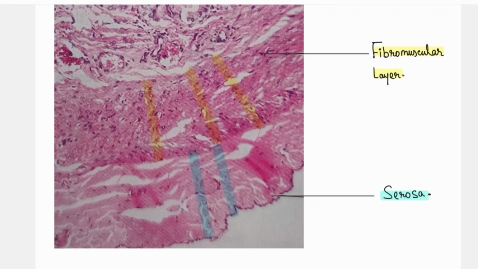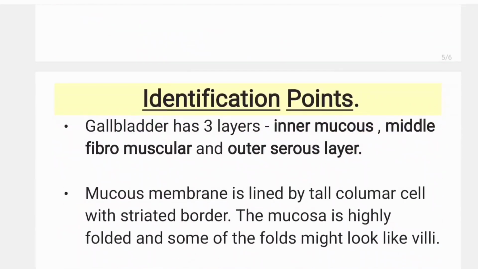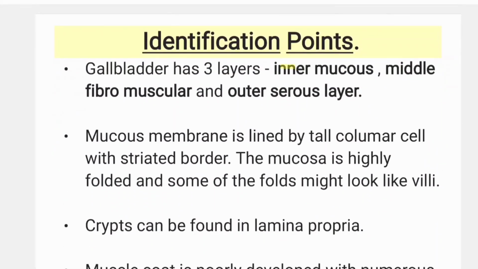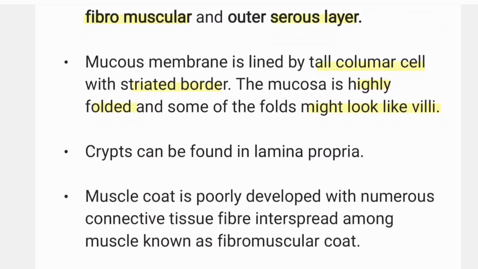Now let's move towards the identification points. The gallbladder has three layers: the inner mucous membrane, the middle fibromuscular layer, and the outer serous layer. The mucous membrane is lined by tall columnar cells with a striated border, and the mucosa is highly folded. Some of the folds might look like villi. Or we can also say, as we have studied previously, that there can be microvilli. Crypts can be found in the lamina propria. In this slide we could not see any crypt, but there can be crypts.